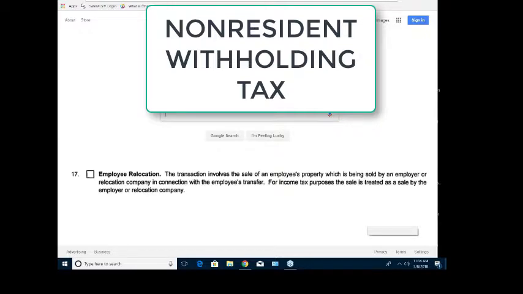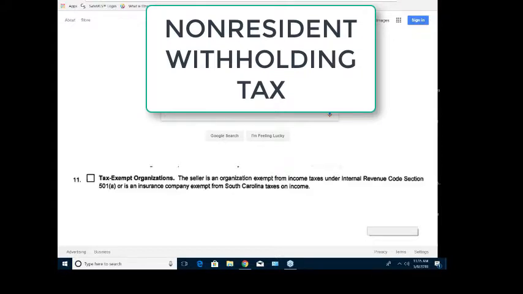Another easy one is 17. It is part of an employee relocation. So again, they relocated at some point. They were a resident at the time. They can check box 17. Those are kind of the easy ones. 11 is obviously one we don't see a lot, tax-exempt organizations, but if you don't owe taxes.